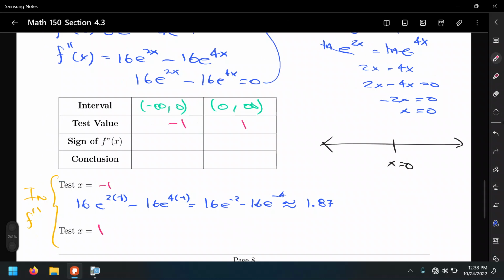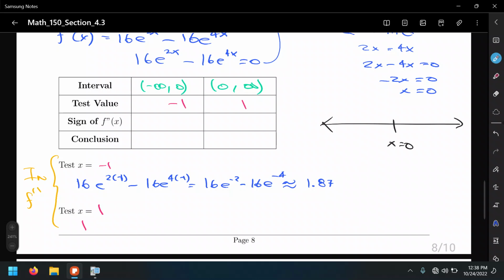And in this case, for x equals 1, that's going to be 16 e to the 2 times 1, which is 2, minus 16 e to the 4 power. Well, oh, that's going to change a lot, because actually the exponents are positive. And notice the exponent in the second term is bigger than that in the first term, so that's going to be approximately negative 755.34. I don't care about the actual value actually, because these are only test values.